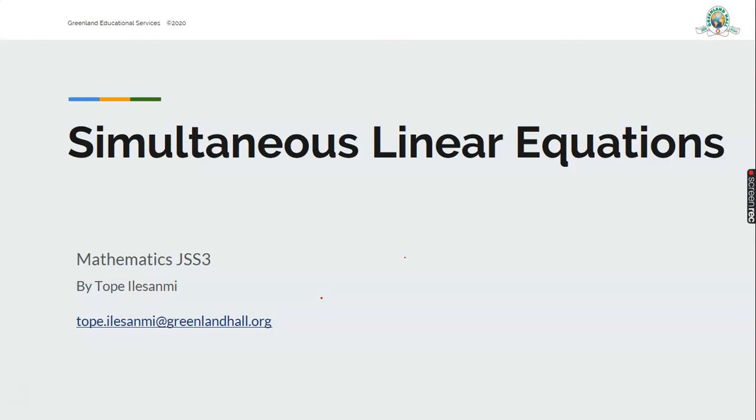And my name is Ilesomitope Joseph. I will be taking you through simultaneous linear equations. This lesson is a continuation of our previous lessons. In our previous lessons, we discussed methods of solving simultaneous linear equations, which were the method of elimination and the method of substitution. So in this lesson today, we'll be looking at the graphical method per se.